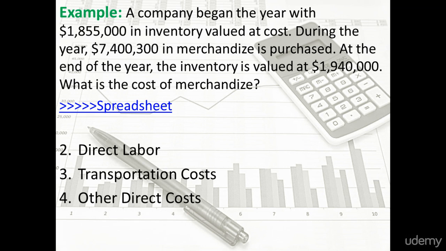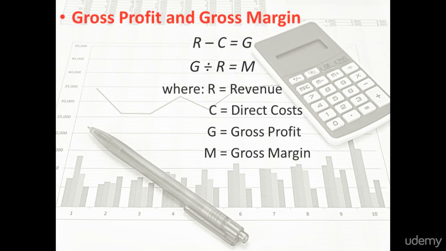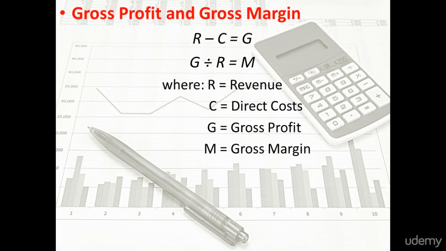For example, direct labor and transportation costs might rise without a corresponding increase in pricing. That reduces profits as direct costs rise as a percentage of revenue. Companies normally pass on price increases to customers by marking up prices to absorb higher direct costs. The difference between the revenue and direct cost is called gross profit. Here is the formula: revenue minus direct cost equals gross profit.